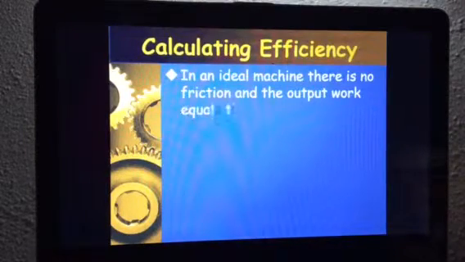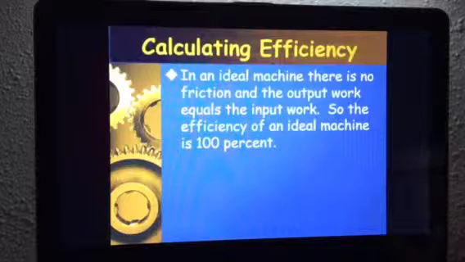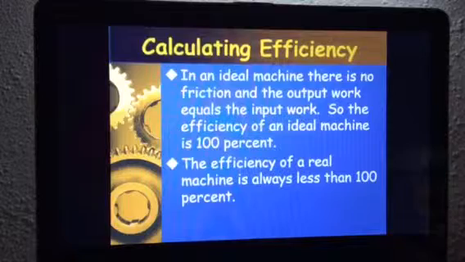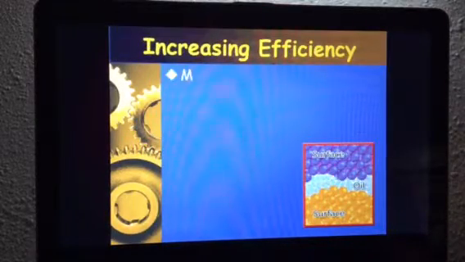In calculating efficiency, for the ideal machine there is no friction, and the output work is equal to the input work. So when we're doing some of these problems, we're looking at an ideal machine. The efficiency of an ideal machine is 100%. The efficiency of a real machine is always less than 100% because you have friction, thermal energy, light energy, sound energy, all these other things that are byproducts.